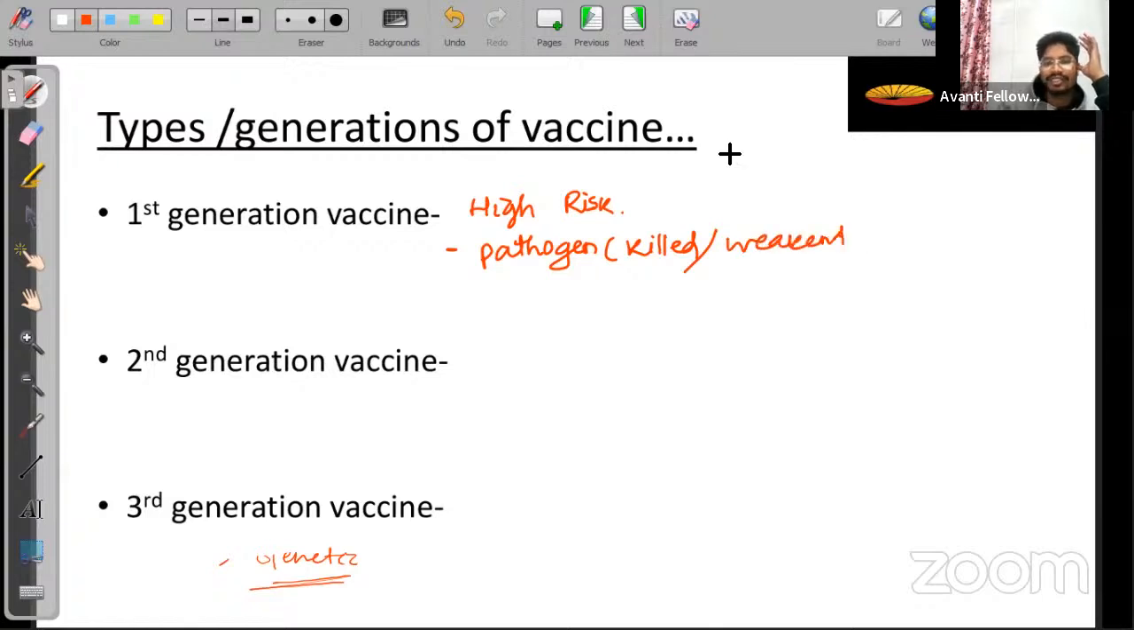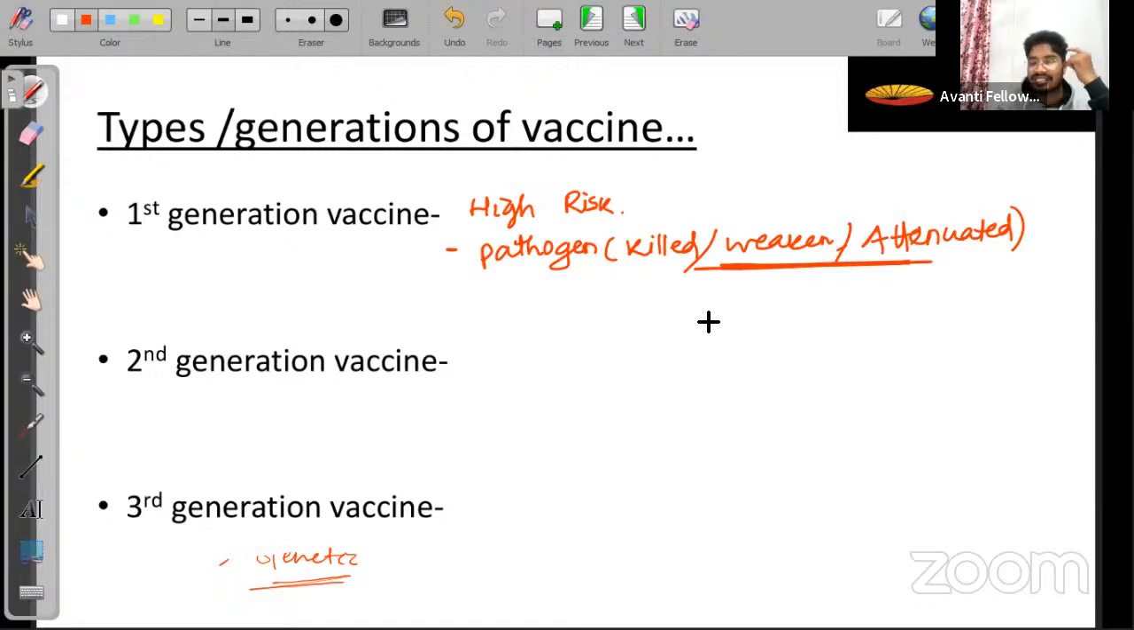Okay, weakened pathogen, right? Or we can say attenuated pathogens. As they are the weaker or attenuated pathogen, there is a chance that out of 100 pathogens which are weakened and given as a vaccine, we cannot say it will happen, but there is a chance that 1 or 0.1% of pathogens can become active again.